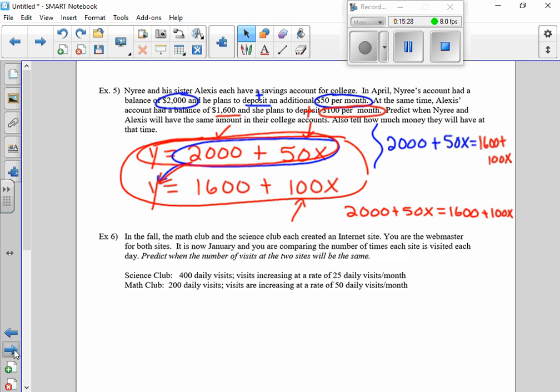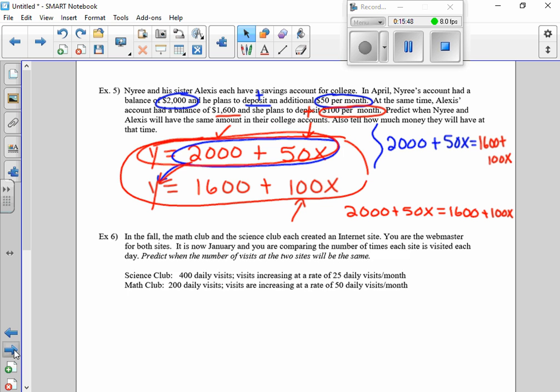Number 6, what I'll do is read it to you and make sure you understand how to set it up. It's very similar to number 5. It says, in the fall, the Math Club and Science Club each created an internet site. You are the webmaster for both sites. It's now January and you are comparing the number of times each site is visited each day. Predict when the two sites will be the same.